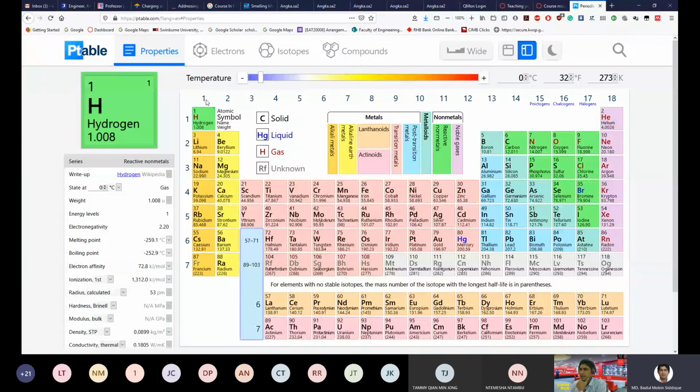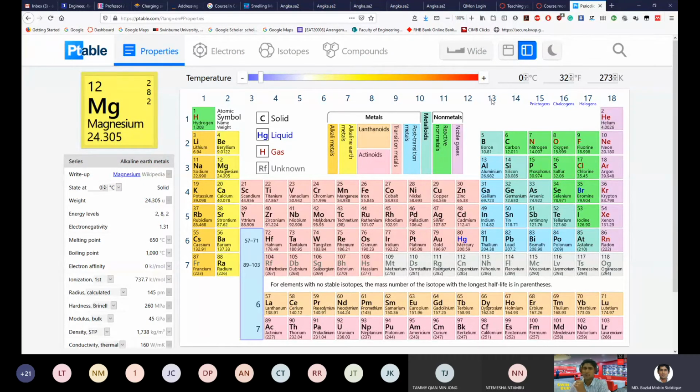So here, this is the group, and this is the period, right? 1, 2, 3, 4, 5, 6, 7, 8 is the period. Sorry, group. In the first group, hydrogen, lithium, sodium, potassium, all of them have positive 1 charge. The second group, beryllium, magnesium, calcium, all of them have 2 positive charge.